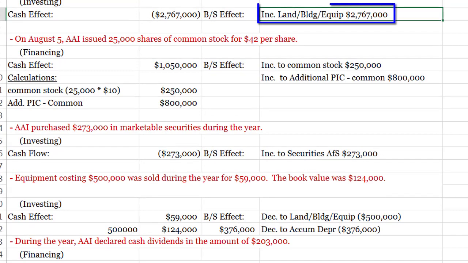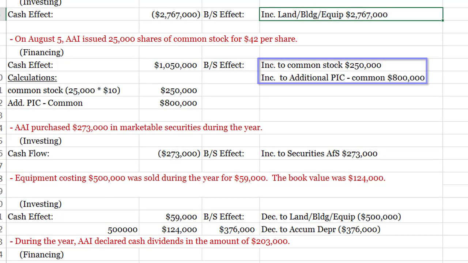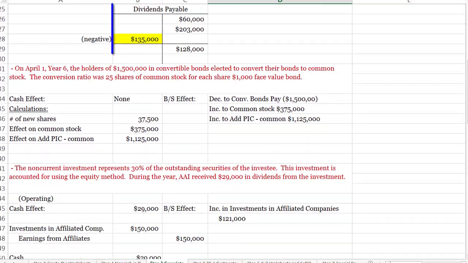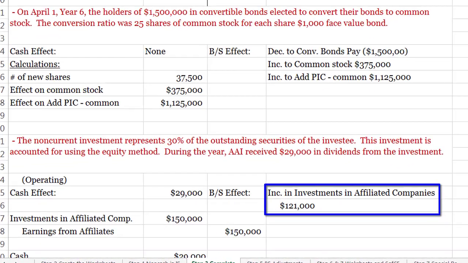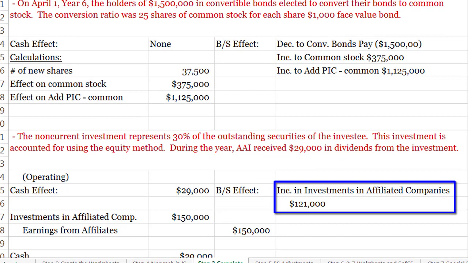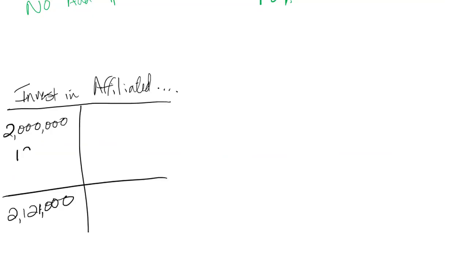Let's see, land and building, common stock. I don't see anything on this page. Let me scroll down. Dividends payable over here. I don't see anything there. Oh, there's one. Increase to investments in affiliated companies, 121,000. And that's from recording their retained earnings less the dividend they paid. And we did those journal entries as part of step 3.